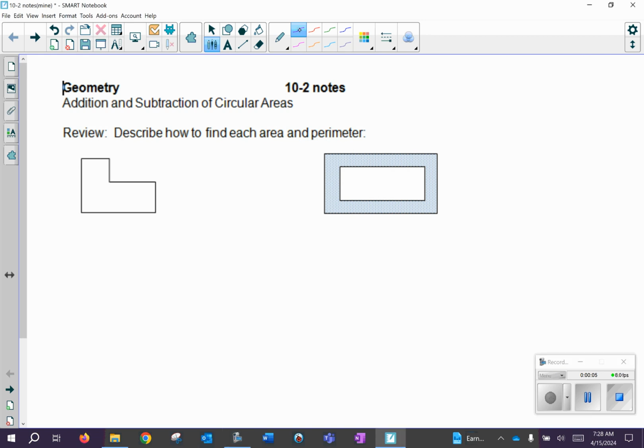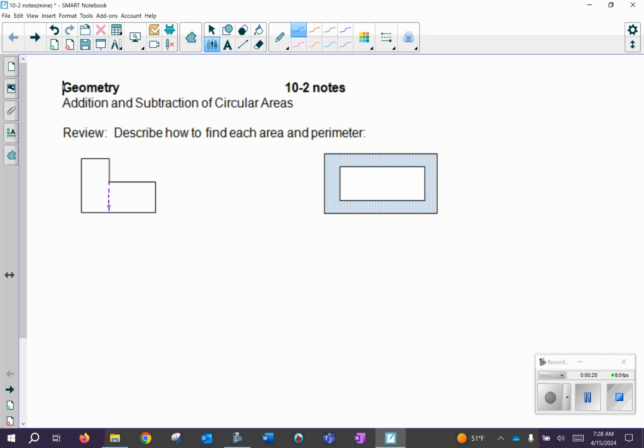All right, in this section, let's put together all of the shapes that we've done and do some describing. We're not going to solve all of these, but describe how we would find each area and perimeter. So, for instance, we all know about area addition and subtraction. Let's just review that concept real quick.